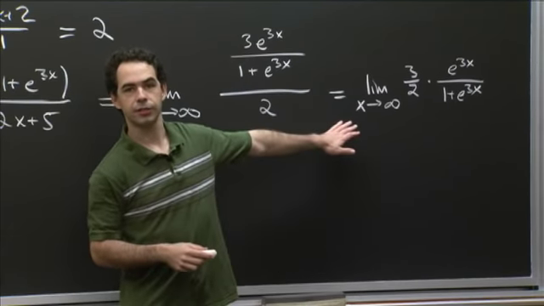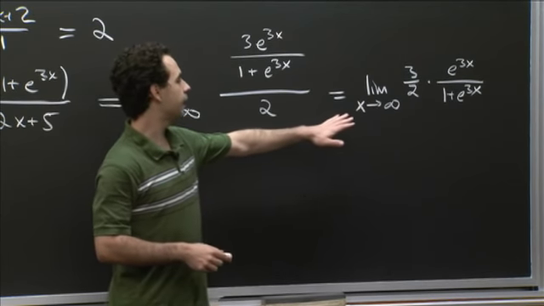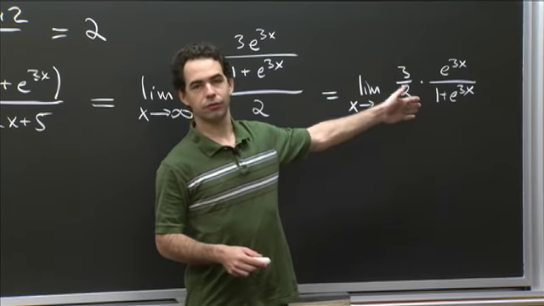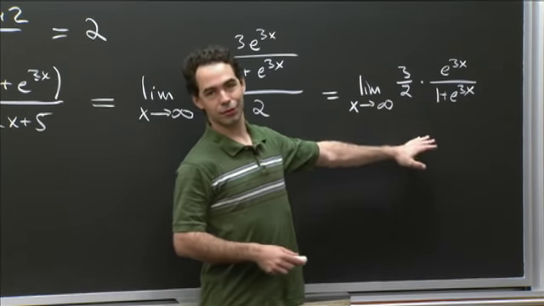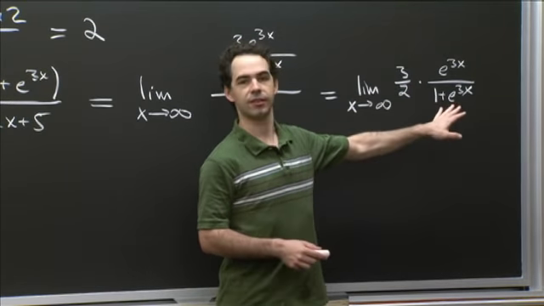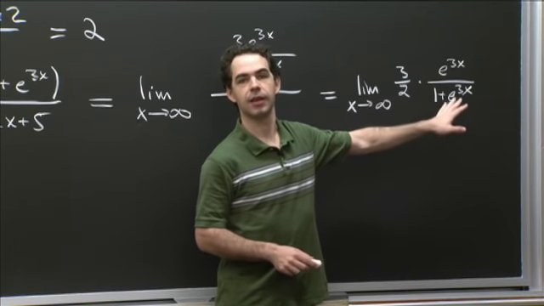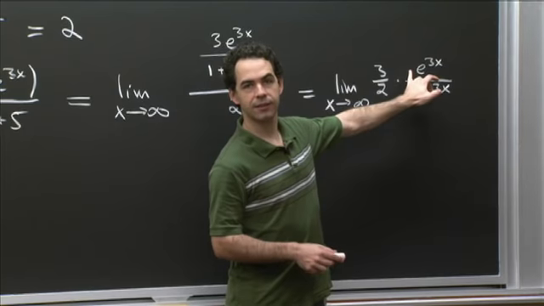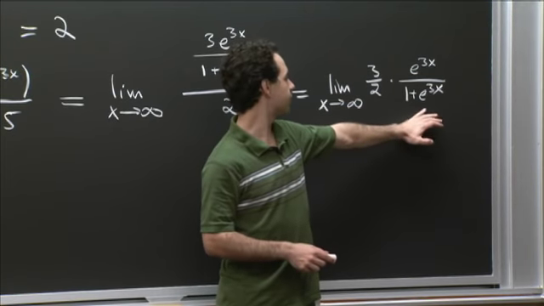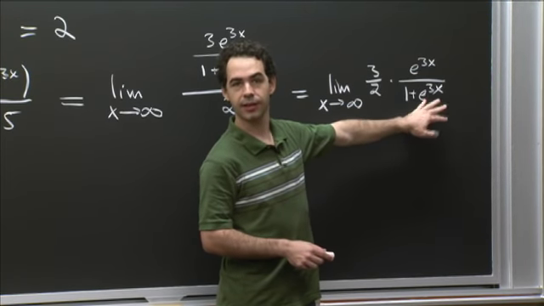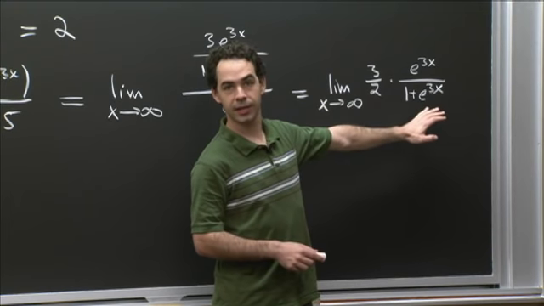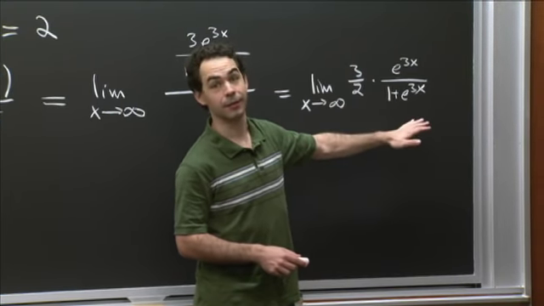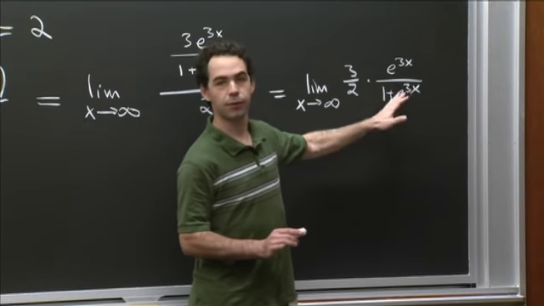All right, so now the question is, what do we do from here? Is this limit obvious? Well, there are two situations here. One is you might look at this and already know what this limit is. As x goes to infinity, e to the 3x is going to infinity, and 1 plus e to the 3x is going to infinity. So this is an infinity over infinity indeterminate form, and you could apply L'Hopital's rule to it again. That's one thing you could do.